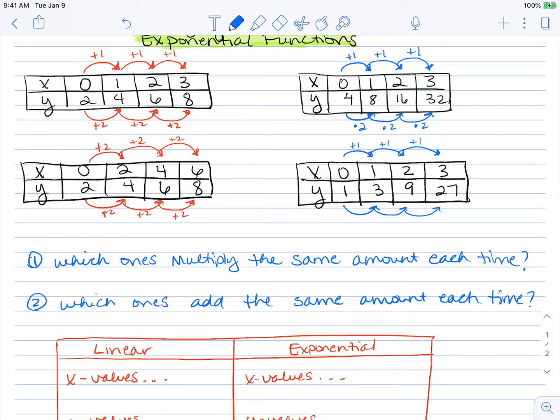I can try, well, 1 times 3. Well, that would get me to 3. And 3 times 3, well, that would get me to 9. And 9 times 3, well, that would get me to 27. Okay. So I'm trying to figure out which ones multiply the same amount each time, which ones add the same each time, and I can see a pattern here.